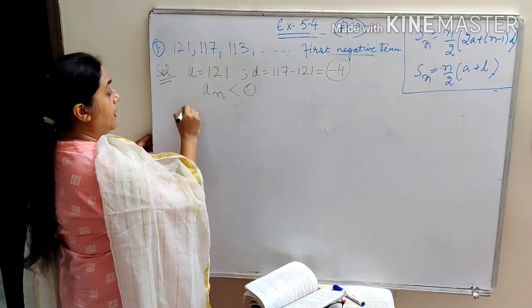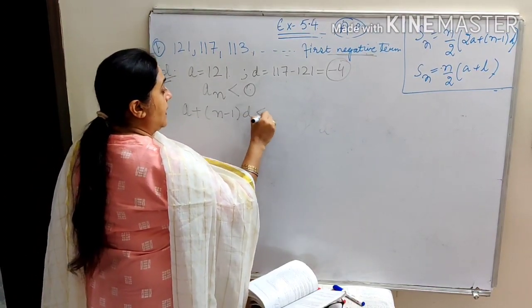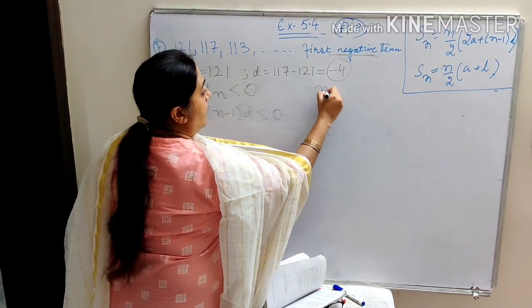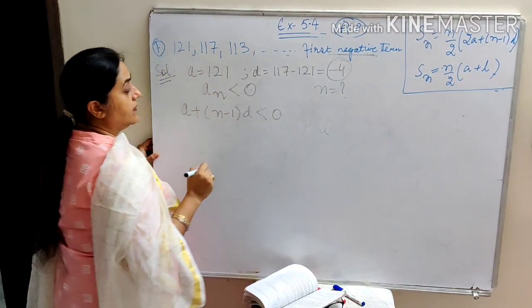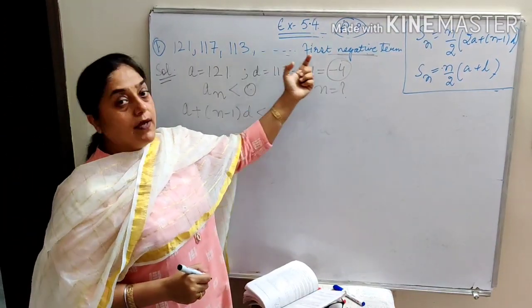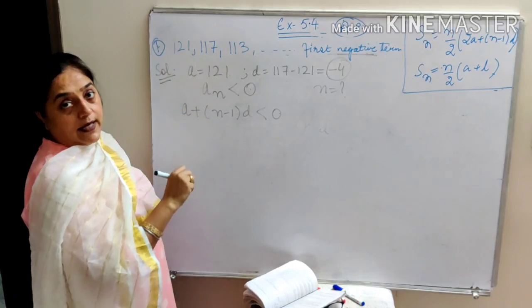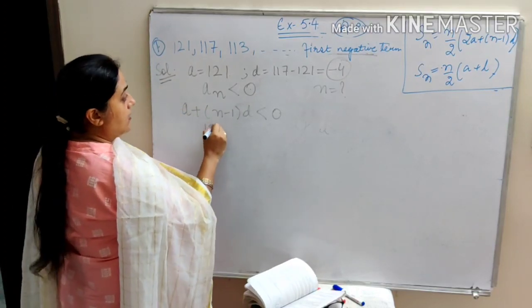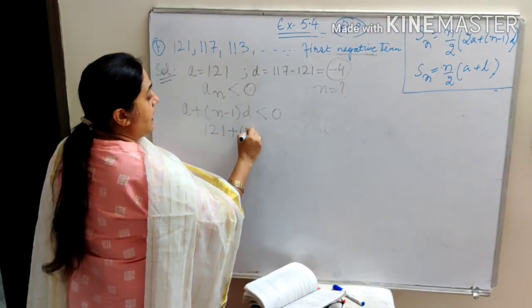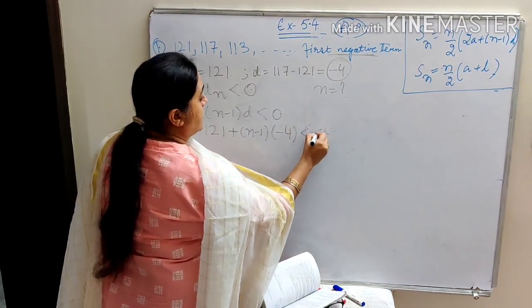Now how will you do it? You have a plus n minus 1 d is less than 0. You have to find out n. It is very clearly given in the question. You have to find when it will be having its first negative term. So a plus n minus 1 d is less than 0. What is a? a is 121 plus n minus 1, d is minus 4, less than 0.